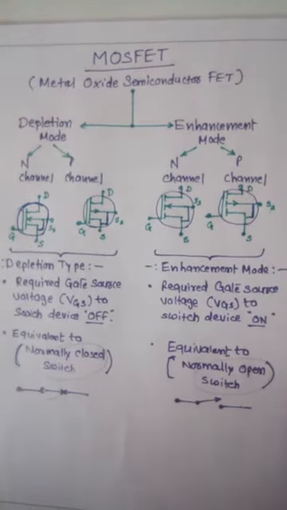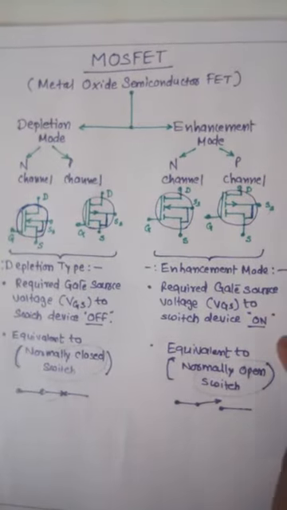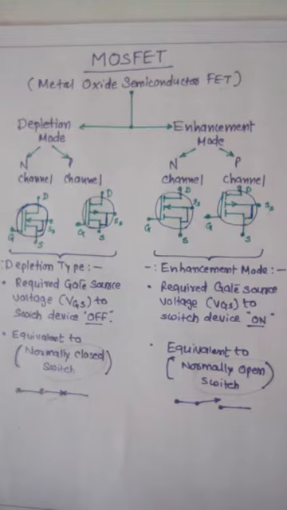Dear students, today we are discussing the depletion MOSFET. In the previous video we discussed the FET. Basically, FET has two parts: one is the JFET and the other is the MOSFET, or insulated gate field effect transistor. MOSFET is the metal oxide semiconductor field effect transistor, and it has basically two types: one is the depletion mode and the other is the enhancement mode.